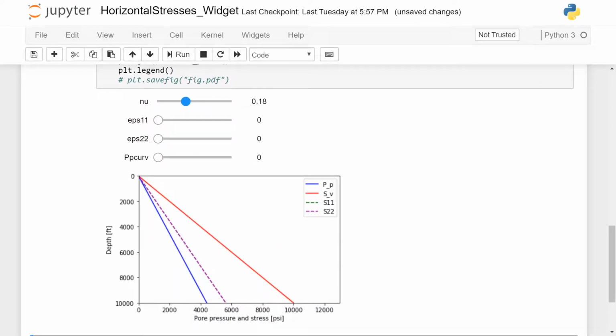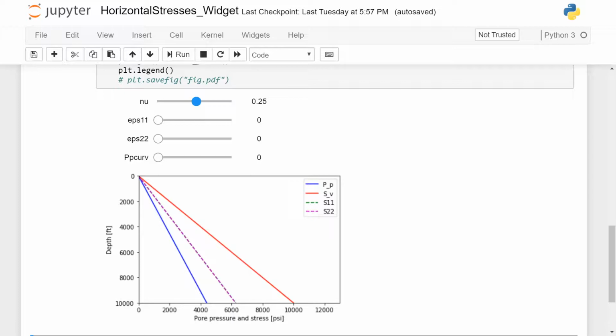And now we have an effective stress, which is the difference between horizontal stress and pore pressure. And we have a large effective vertical stress. With no tectonic strains, as we have right now, the effective horizontal stress is a fraction of the effective vertical stress and depends solely on the Poisson ratio. Let me increase the Poisson ratio a little bit more. Let's go to, let's say, 0.25. That's a typical value for a Poisson ratio. And that gives you that the effective horizontal stress is 1/3 of the effective vertical stress.